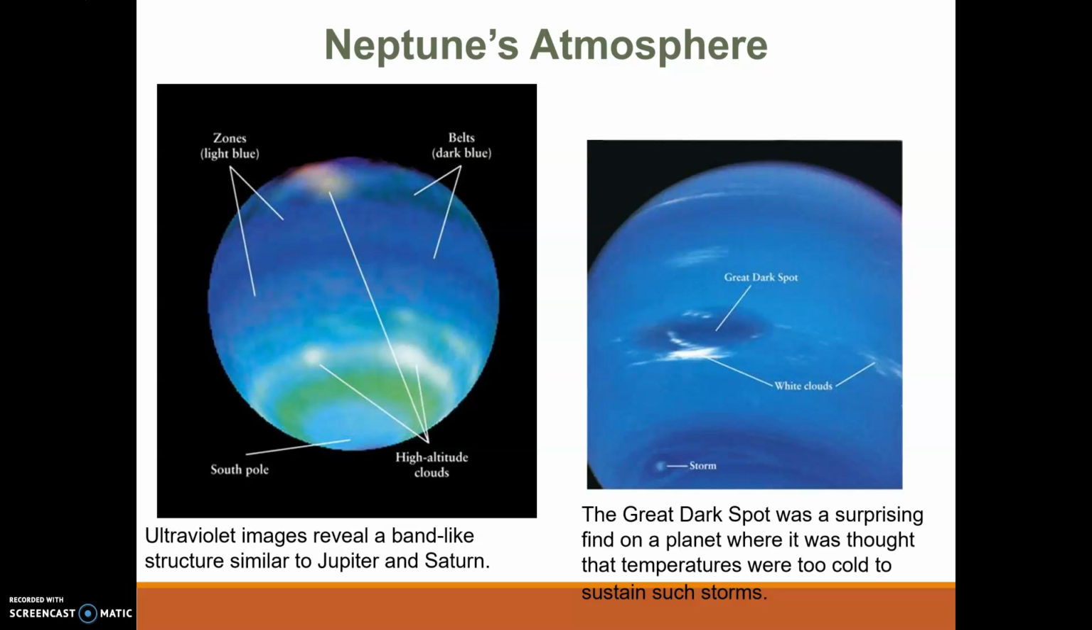When we're looking at Neptune's atmosphere, ultraviolet images reveal a band-like structure that is similar to Jupiter and Saturn. So we can see some of these bands here. We also see a great dark spot on Neptune that is surprising to find on the planet, where it was thought the temperatures were too cold to actually sustain any storms like that. So we do see storms that occur in Neptune's atmosphere.